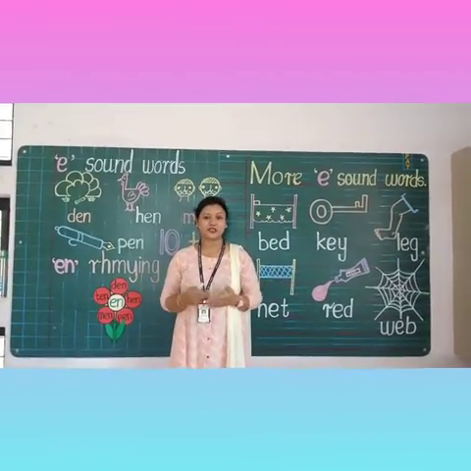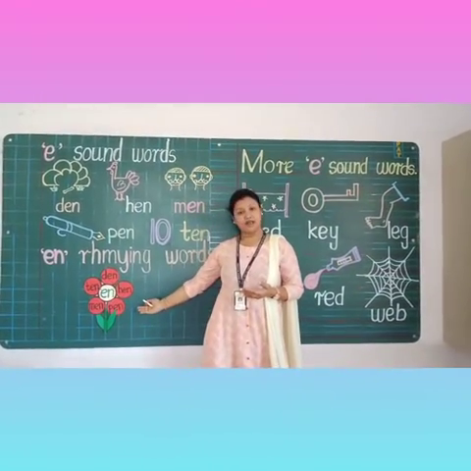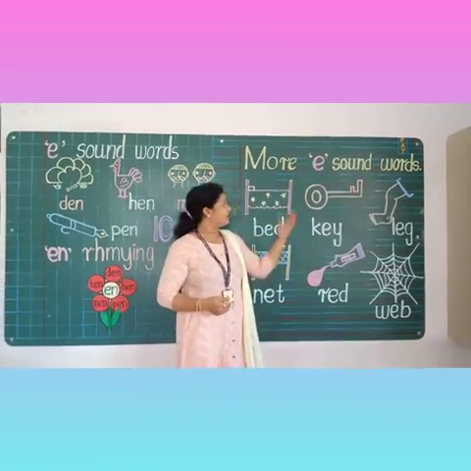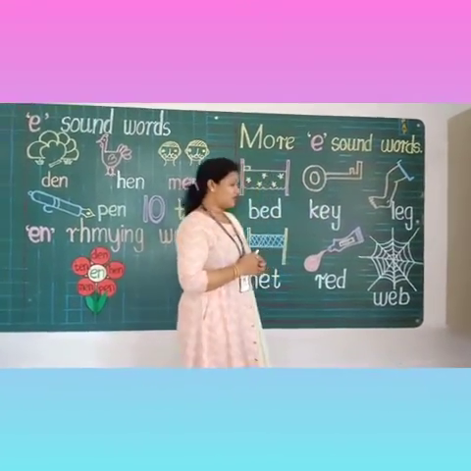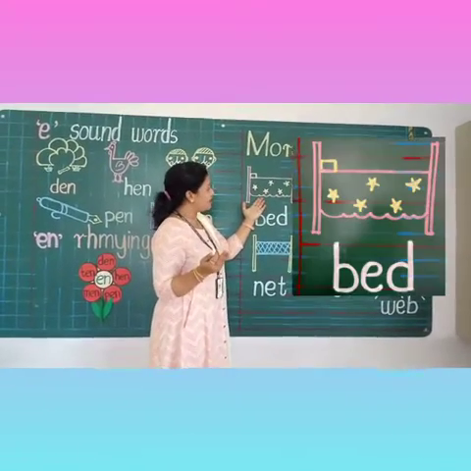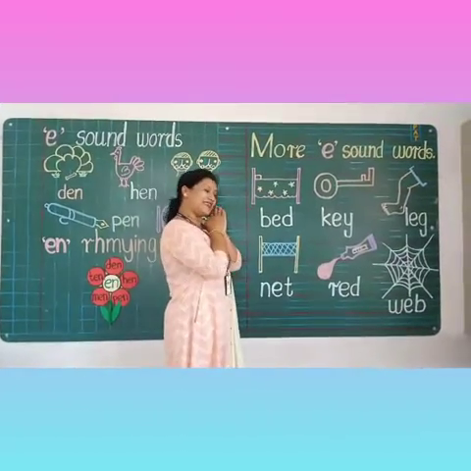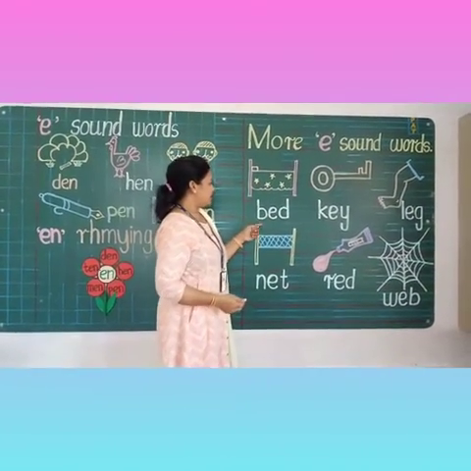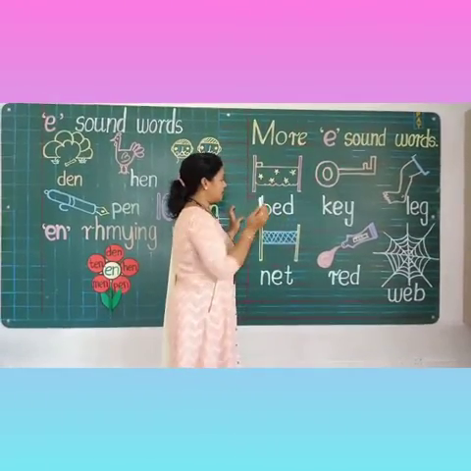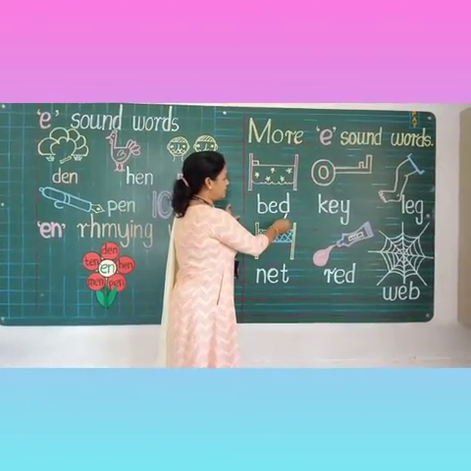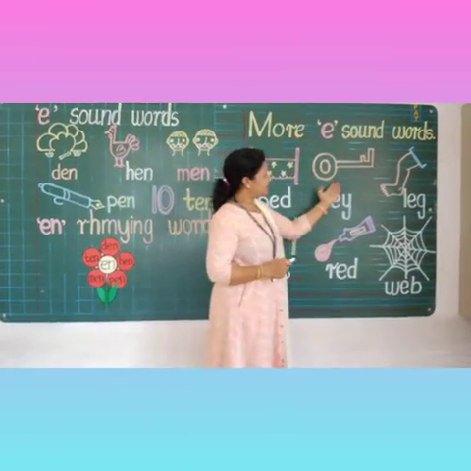As we have finished with our E sound words and E and running words, let's start with more E sound words, our new spellings. Okay children, so what can you see here? This is a picture of a bed. You love to sleep. Yes children? So let's learn. B says B, E says E, D says D. B, E, D, bed.